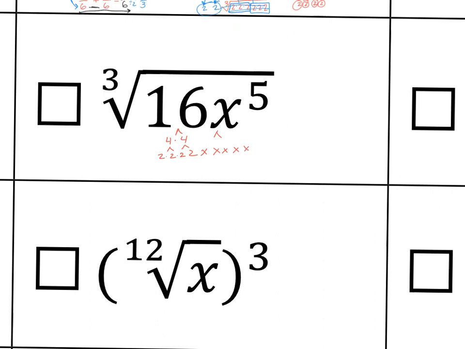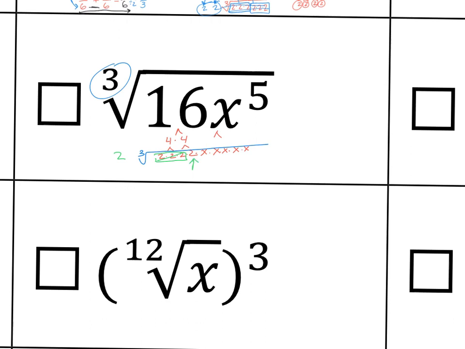So all of these things multiply together to get me 16x to the 5th. Now, I'm taking the cubed root of that, so I'll just draw it down here. That means I need groups of 3 to be able to take 1 out. I've got 3 2's, so I can take 1 2 out.